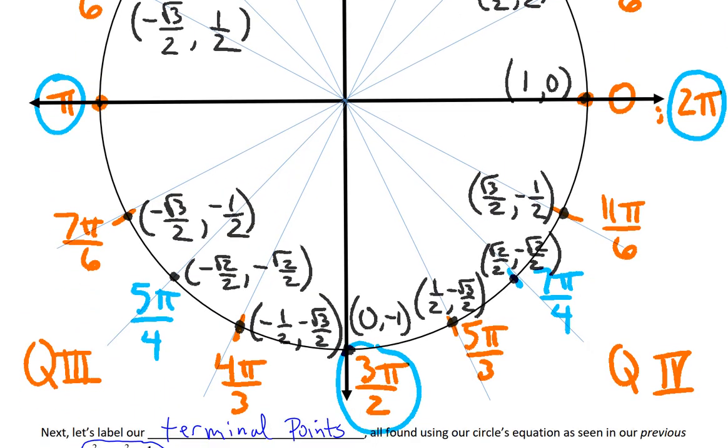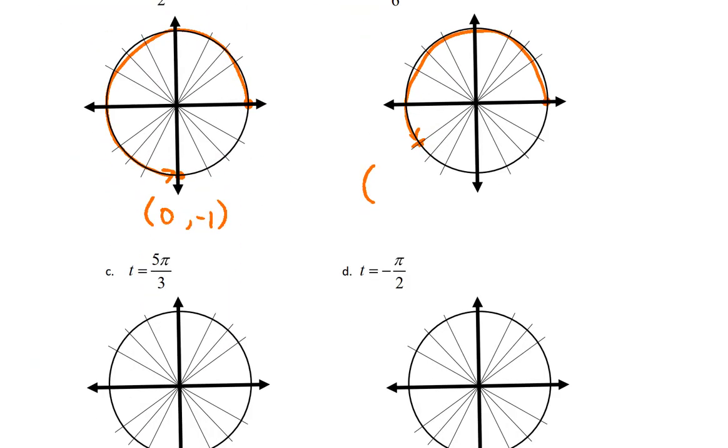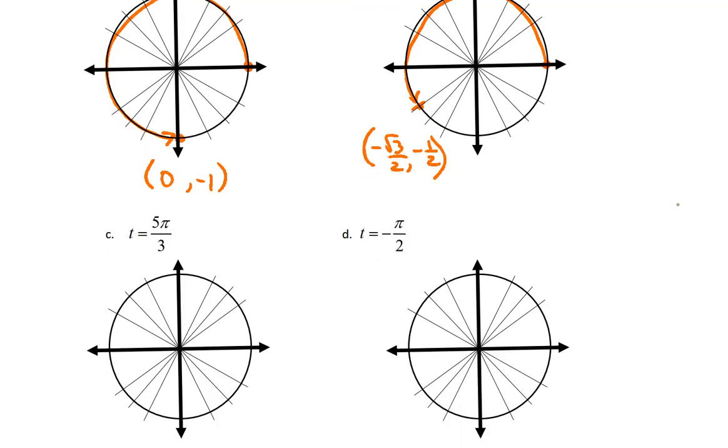7 pi over 6 here had the coordinates negative root 3 over 2, comma, negative 1/2. So those are the coordinates that we're working with here. Negative root 3 over 2, comma, negative 1/2. And again, with practice, all of those symmetrical points can get easier, and they will. It just takes a lot of practice. All right, let's keep going through these in the same kind of way.